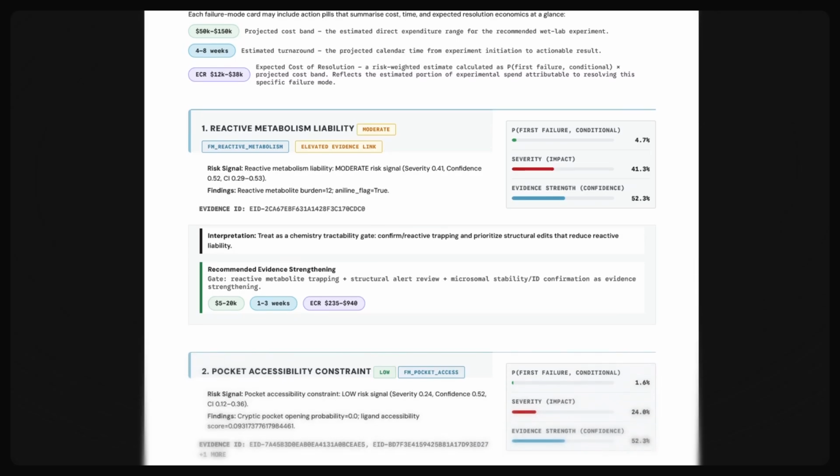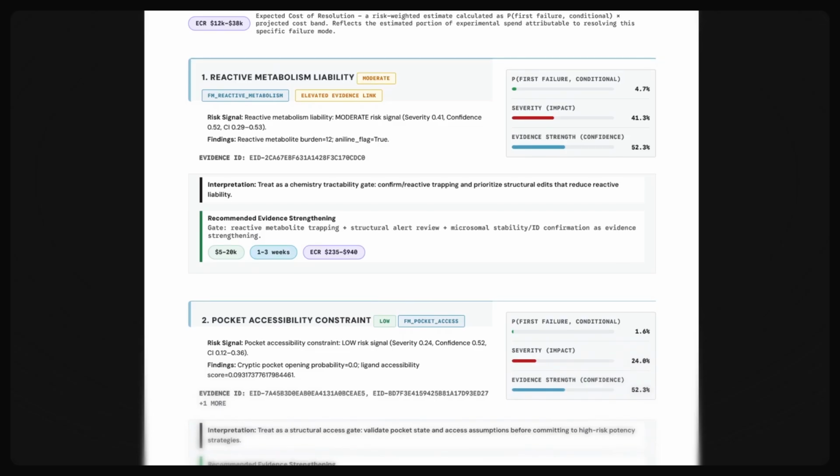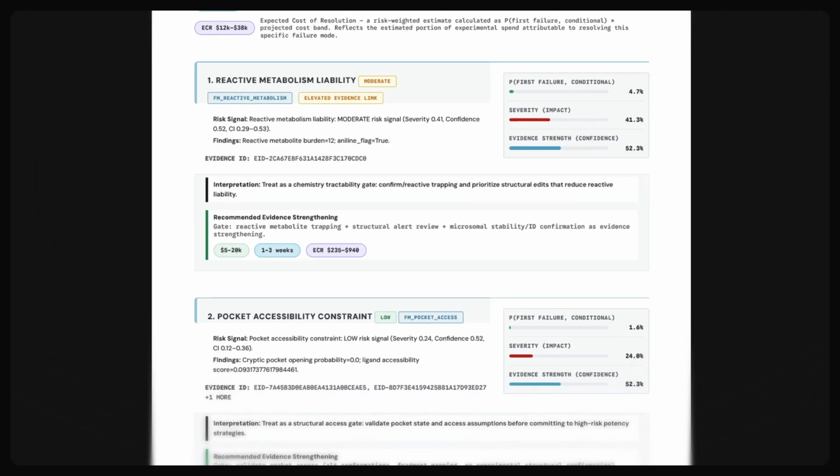Meter bars on the right outline the projected probability of this specific risk being the first to surface, the severity of that potential risk, and how confident the projection is based on the evidence available when analyzed. The projected cost band and expected cost of resolution values exist so you can compare resolution economics across modes and prioritize the highest leverage move first.